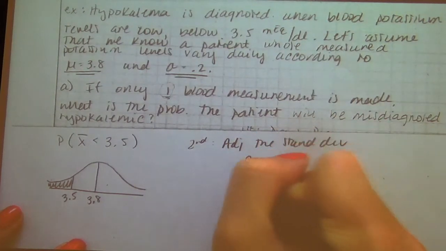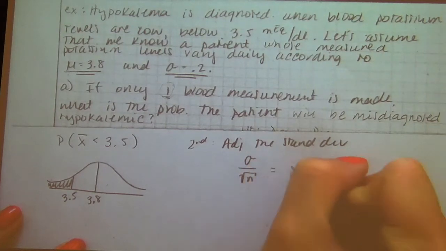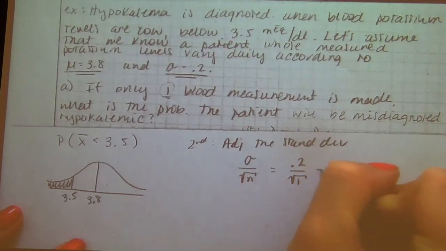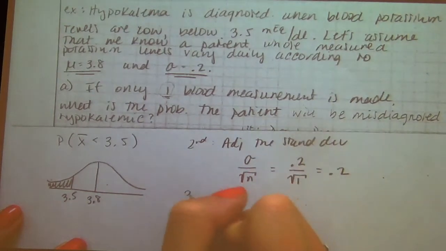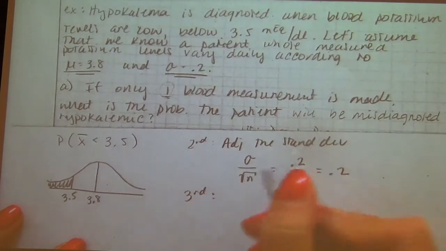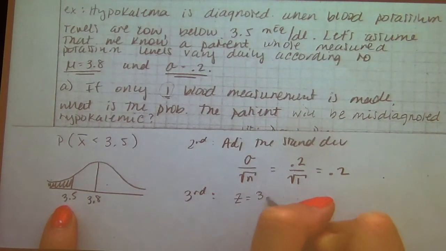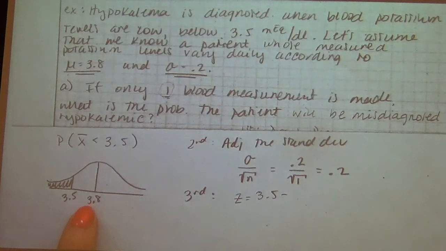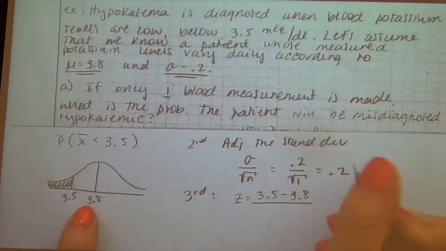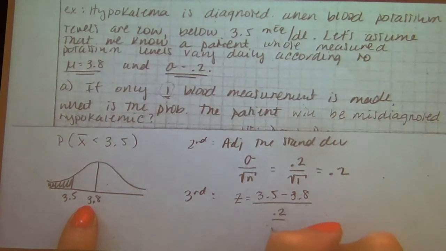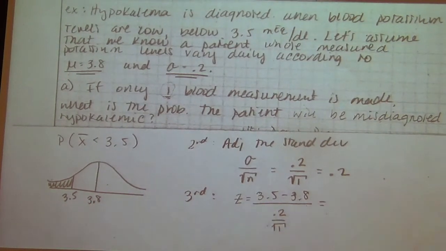To do that, I have sigma over root n equaling 0.2 over the square root of 1, which is of course just 0.2. Now, similar to what I've done before, to find the z-score, I have z equals 3.5, which I'm treating as my data value now even though it is the sample mean, minus 3.8, over my adjusted standard deviation, which is 0.2 over root 1. If you wish, you could just put 0.2 in there as well. If I finish out this calculation, I get a negative 1.5.